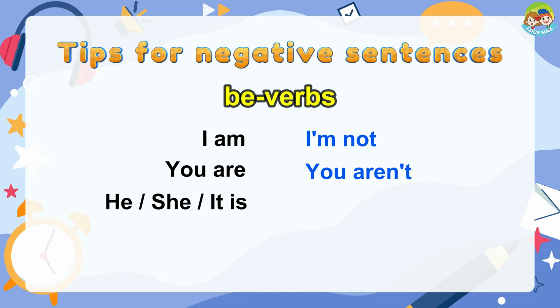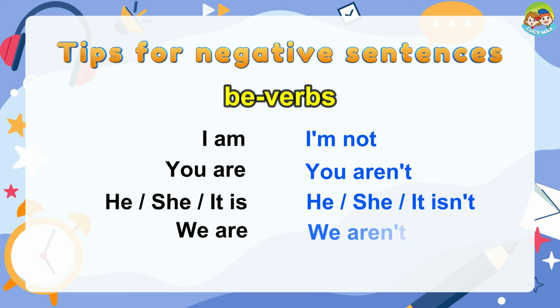He, she, it is. The negative is he, she, it isn't. We are. The negative is we aren't. They are. The negative is they aren't.